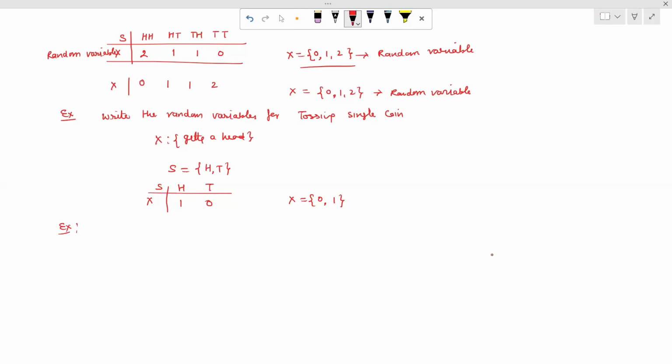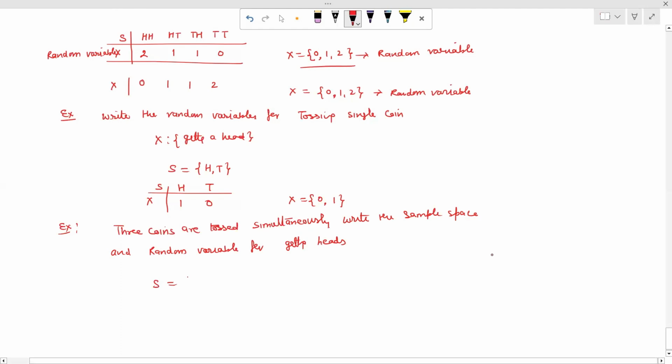Next is, three coins are tossed simultaneously. Write the sample space and a random variable for getting heads.